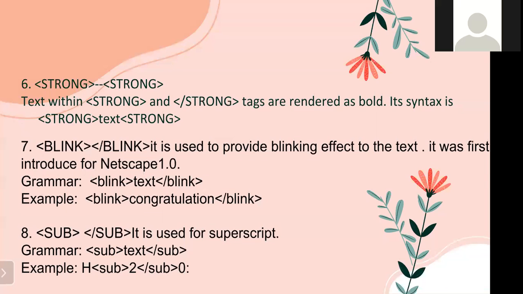Blink tag. It is used to provide a blink effect to the text. It was first introduced in Netscape 1.0. Its syntax is angular bracket blink angular bracket close, text, and angular bracket slash blink angular bracket close. Example: angular bracket blink angular bracket close, congratulations, angular bracket slash blink angular bracket close.